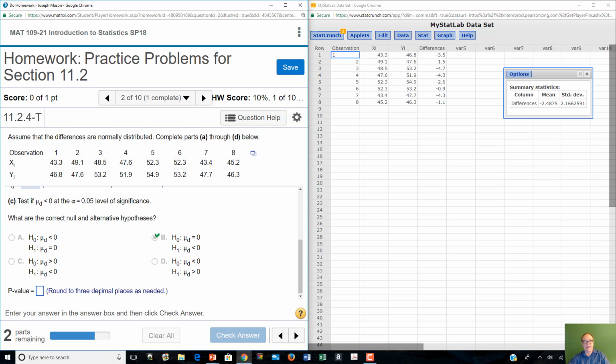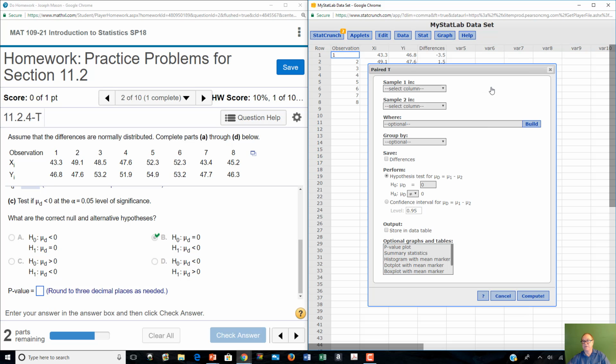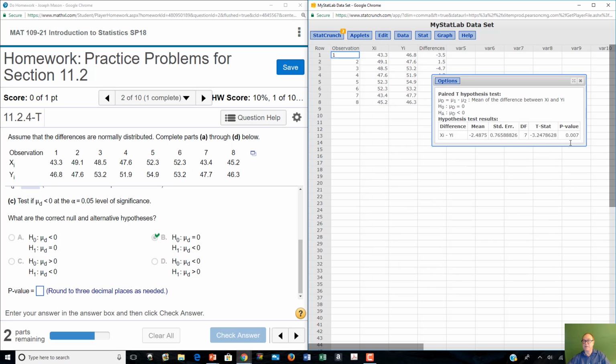Okay, so now we want to run the test. So I go back over here, I can run stats. Now there's two ways to do this. I can do the t-stats with the paired and choose my columns, X and Y. Hypothesis test, we let the difference be 0, and I want to choose less than, right? Choose less than. I click compute, and the p-value is 0.007.